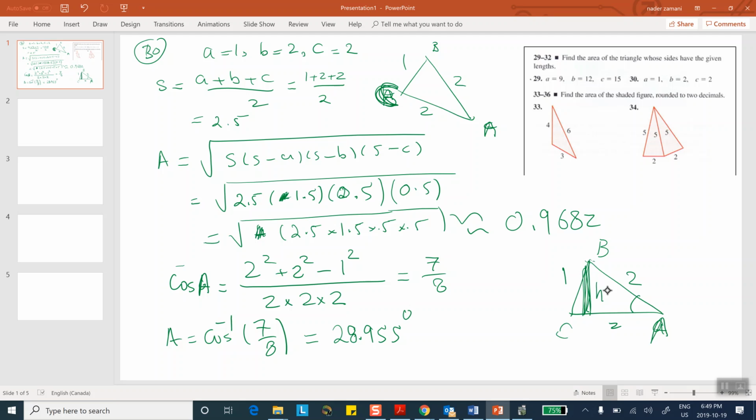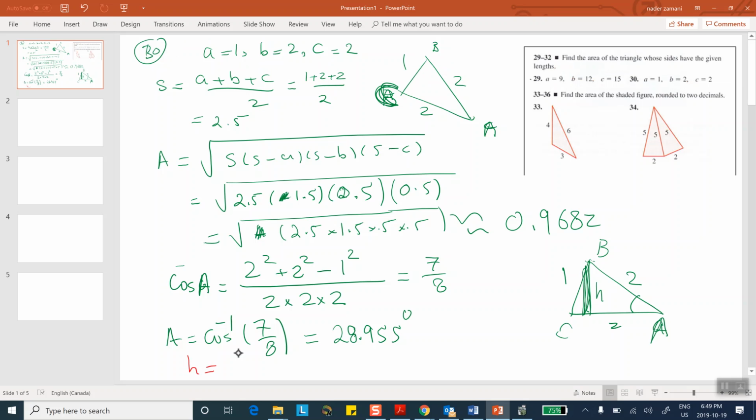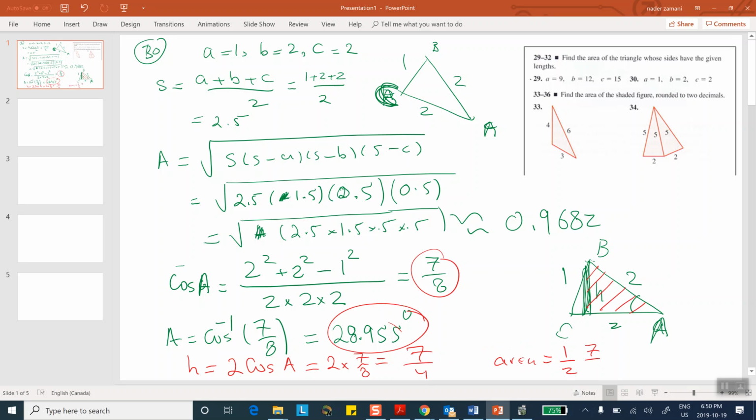There's the altitude. So the altitude, we write it here, in a different color. The altitude is equal to the height in this right triangle. See that? In this right triangle, the altitude is equal to the hypotenuse times cosine of angle A, which incidentally, I know what cosine of the angle A is. It's 7 over 8. 2 times 7 over 8, which is 7 over 4, actually. So the area is equal to 1/2 of the height, 7 over 4, times the base, which is 2.